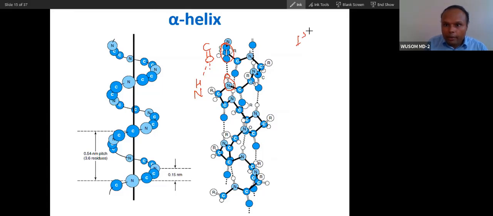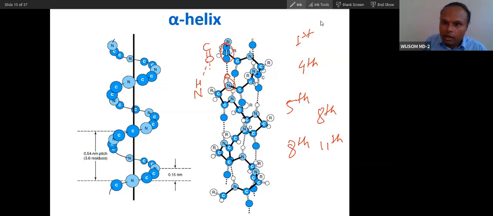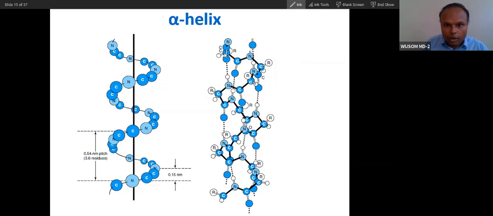So first we'll make a hydrogen bond with the fourth amino acid. Then you add 3, and the fifth will make a hydrogen bond with the 8th amino acid. The 8th will make a hydrogen bond, add 3, with the 11th amino acid. The first CO will make the hydrogen bond with the next 4th NH group. So that way it goes on. You can see many hydrogen bonds. Hydrogen bonds are very important for stabilizing this structure.